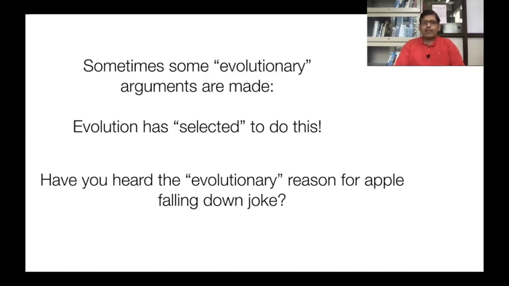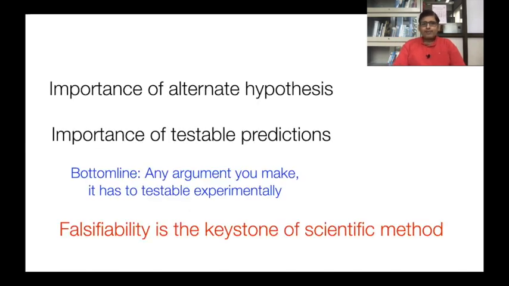Of course, this is a joke, but think about this in the context of the scientific method. Again, I want to stress the importance of alternate hypotheses and the importance of testable predictions. The bottom line is, any argument that you make has to be testable experimentally, has to be falsifiable. Falsifiability is the keystone of the scientific method.